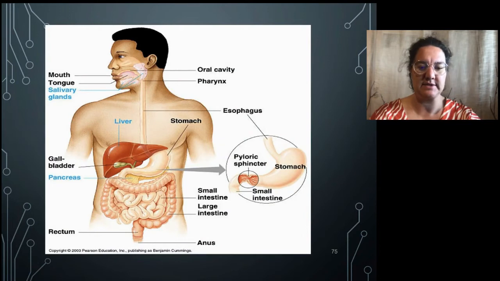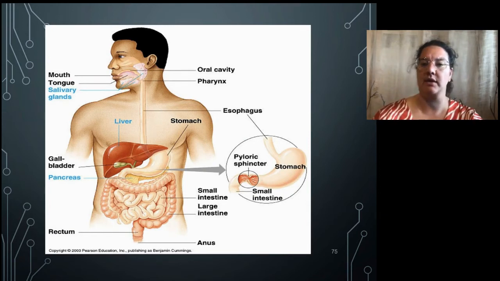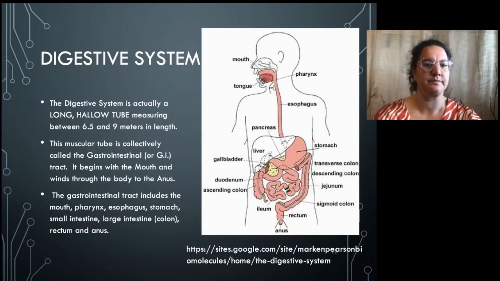So our digestive system is kind of like a hollow tube that starts with the mouth and ends with the anus. So we ingest our food through our mouth, it travels through our esophagus into our stomach, from there into the small intestine, large intestine, the rectum, and then eliminated through the anus. And it measures between 6.5 and 9 meters in length. Lots of this is in the intestinal system.